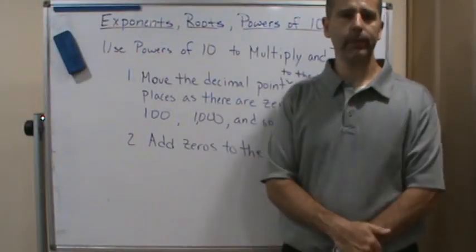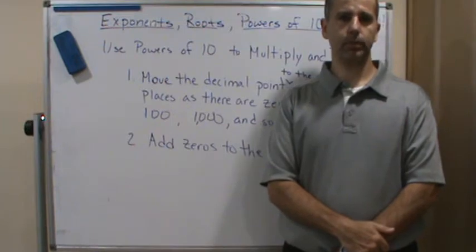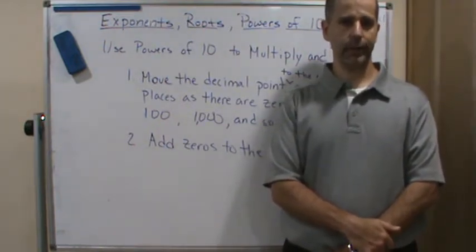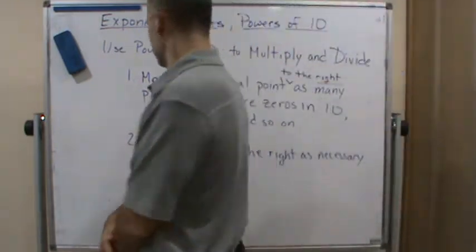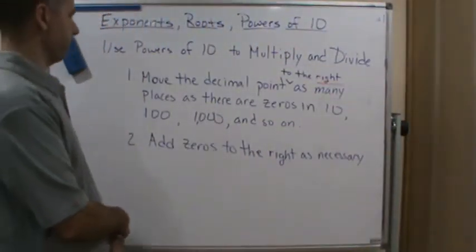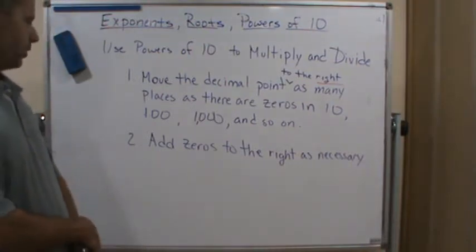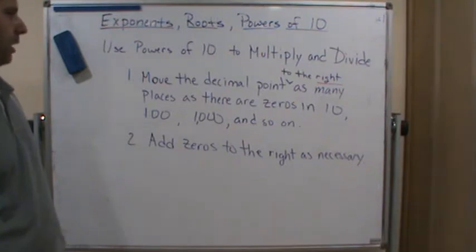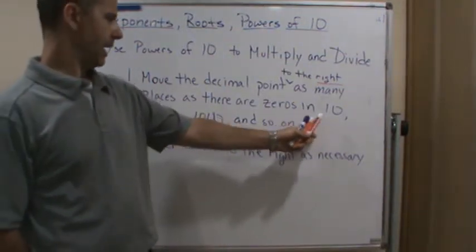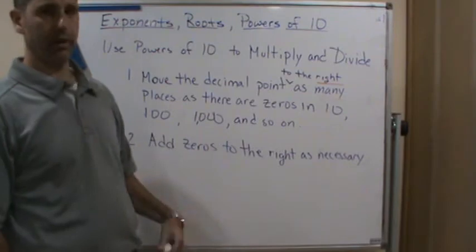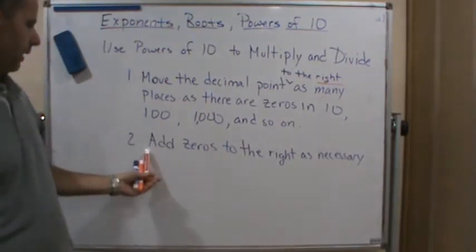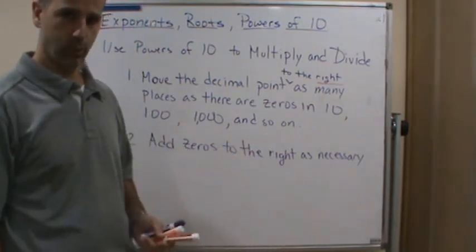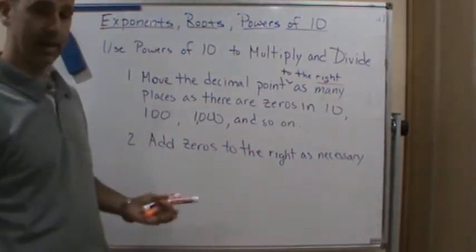Okay, so welcome, and today we're going to talk about multiplying numbers using powers of 10 to simplify it or make it easier. Okay, so here are the steps. When you're doing this, first, move the decimal point to the right as many places as there are zeros in 10, 100, 1,000, and so on. And then second, add zeros to the right as necessary when you're moving the decimal point. Okay? And that's how you do it.